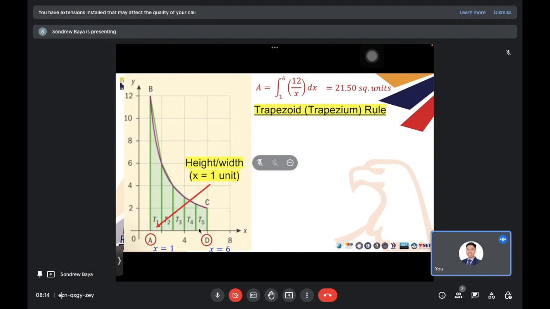So if you put it into a formula for you to be able to remember, to find the width or the height of a trapezoid, that will just be the upper boundary minus the lower boundary divided by the number of trapezoids that you are using.